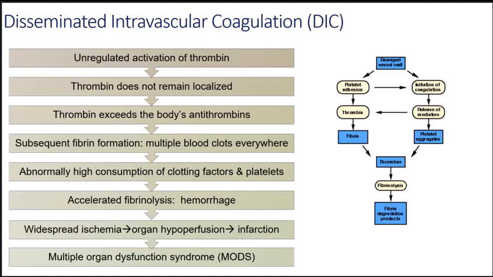This hemorrhaging leads to widespread ischemia all throughout the body. It means that the organs are not going to be perfused. It can lead to infarction. And if this continues for long enough, then it can lead to multiple organ dysfunction syndrome, talked about next, which can then lead to organ failure and death.